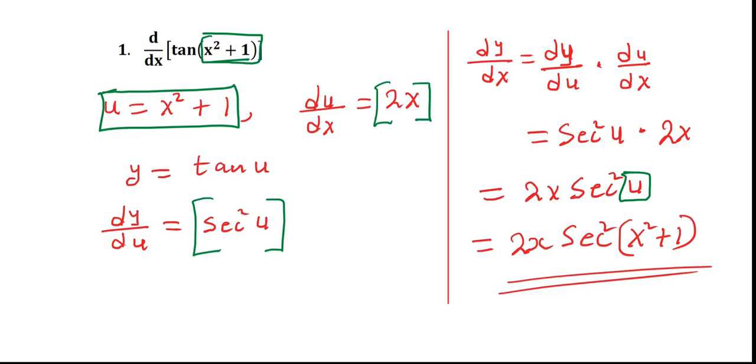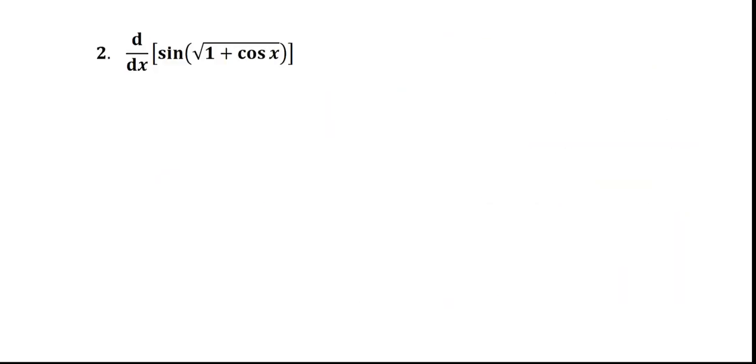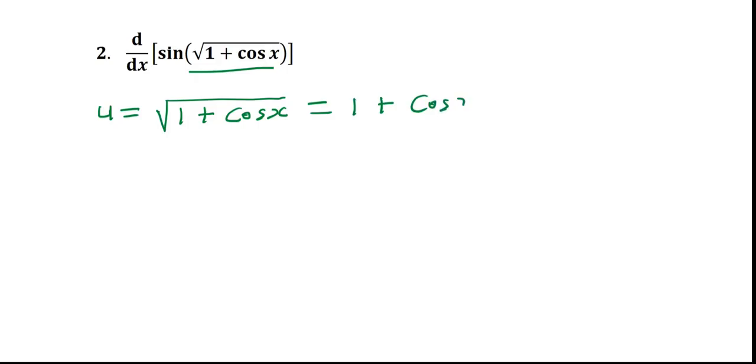All right, let's go to question 2. To solve this problem, first we need to set this as u. So u is equal to the square root of 1 plus cos x. And this is also equal to (1 plus cos x) to the power of 1/2.